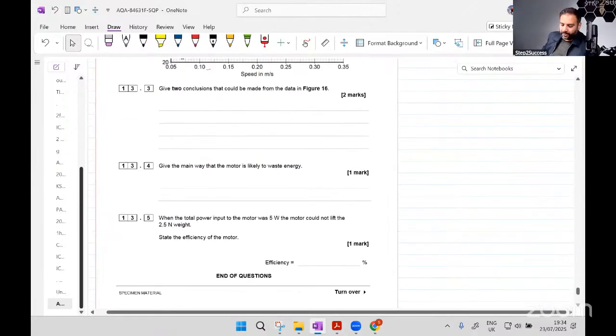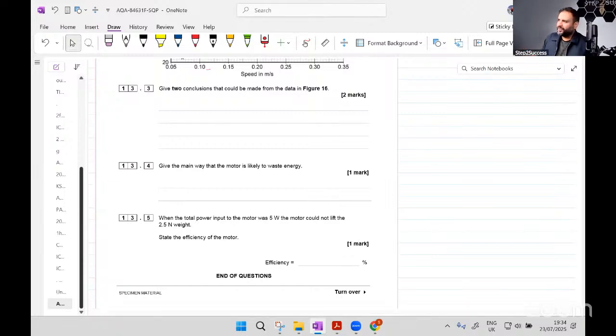Give the main way that a motor is likely to waste energy. It's likely to get hot, right? A car motor engine, you touch it, it's hot, right? That is wasted energy usually. So heating the surroundings will probably be the answer there.